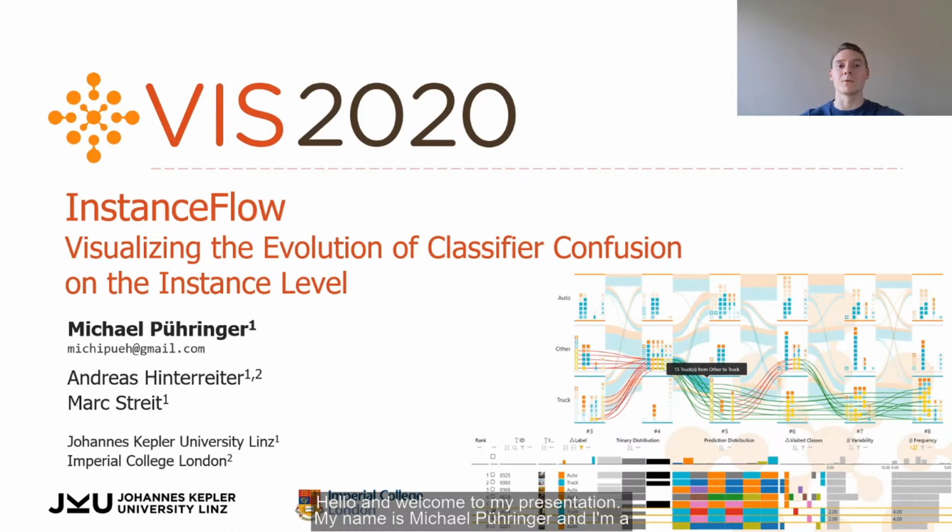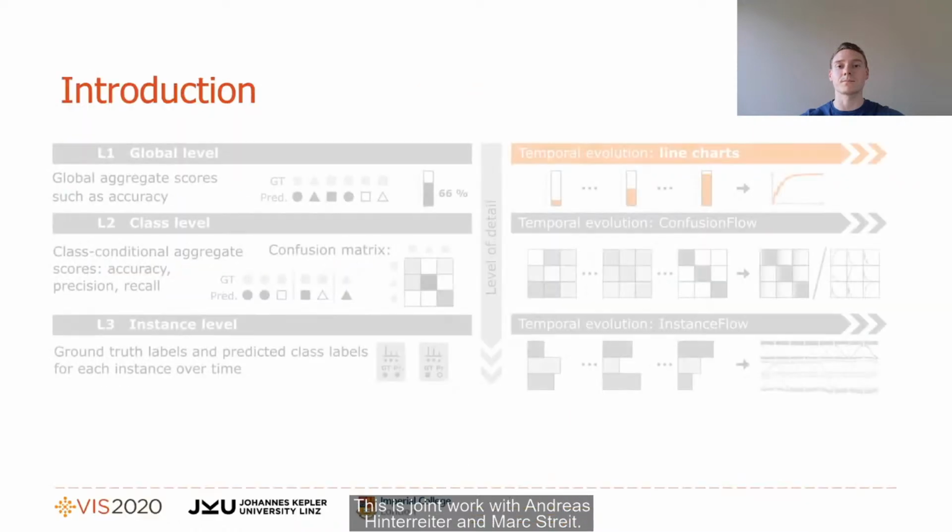My name is Michael Püringer and I'm a master's student at Johannes Kepler University Linz in Austria. I'm going to present our work on Instance Flow, a tool for visualizing the evolution of classifier confusion on the instance level. This is joint work with Andreas Hinterreiter and Marc Streit.